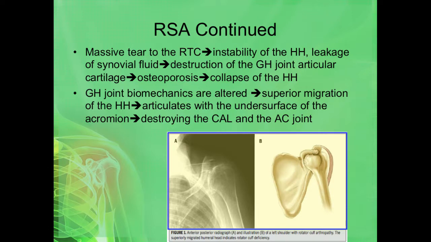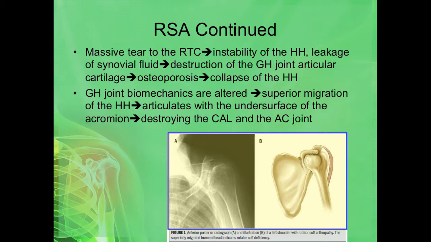So typically what happens when there's a massive tear of the rotator cuff, we now have instability of the humeral head. What occurs is that there's leakage of the synovial fluid, and we get this destruction of the glenohumeral joint articular cartilage, because that rotator cuff, which would hold that humeral head in place and prevent superior migration, is not working. So we get massive destruction of the joint, we see osteoporosis, and we get this collapse of the humeral head. It just gets crushed underneath the subacromial space.